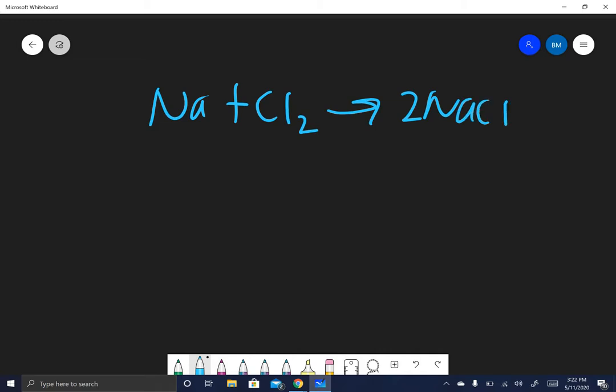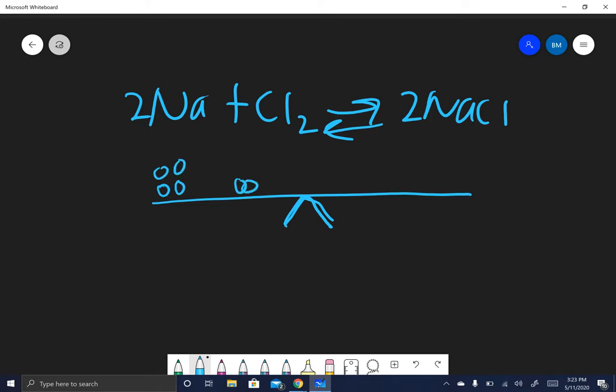Let's talk about concentration changes too, not just temperature. So let's take a reaction like very simple. Na plus Cl2 yields 2 NaCl. Two of those. Okay. So if I had this at equilibrium, and I had some Na here, and I had some Cl2, and I have some NaCl here.